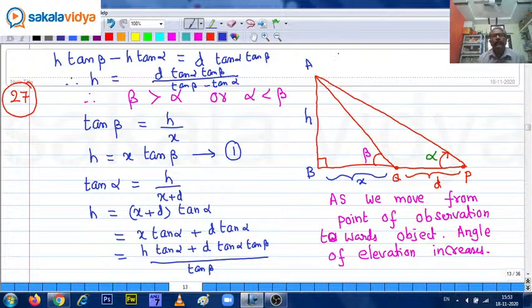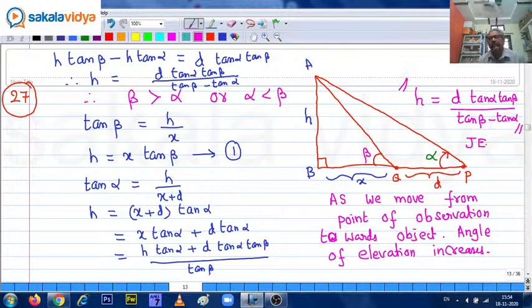So now I will give the formula here, don't worry. So this h is given by the shortcut. What is the formula? d into tan alpha tan beta, right, write it down. Bigger angle is beta, so tan beta minus tan alpha. This can be used as an EAMCET shortcut, JEE Mains shortcut. We prepared the shortcut.